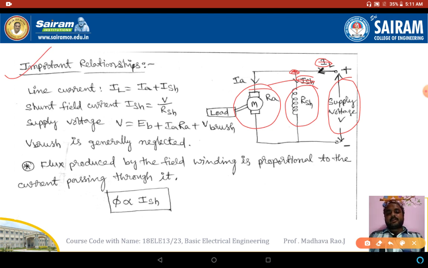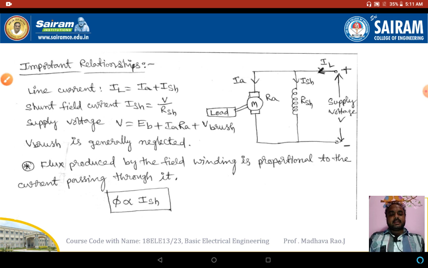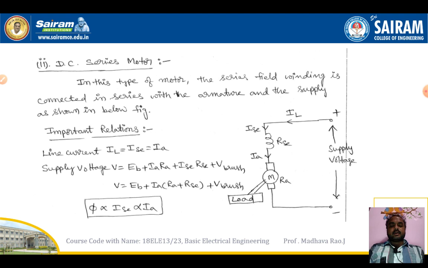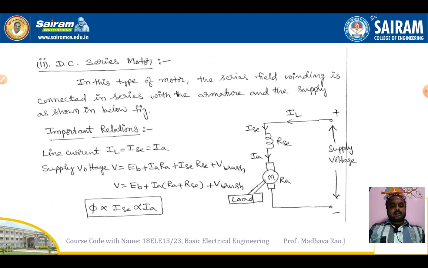Next, the flux produced by the field winding is proportional to the current passing through it, so flux is proportional to ISH. So this is about the DC shunt motor. Next we will see the DC series motor. In this type of DC motor, the series field winding is connected in series with the armature and supply, as shown in the figure.